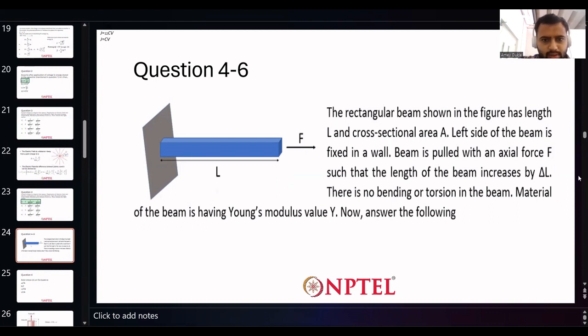So this is question number 4 to 6. We have a common passage given here. Here we have a cantilever beam with length L and cross section area A. The left side of the beam is fixed into the wall. The beam is pulled by an axial force F such that the length of the beam increases by delta L. There is no bending or torsion in the beam. So this is a very important point. The material has a Young's modulus Y. Now we have to answer the following questions.